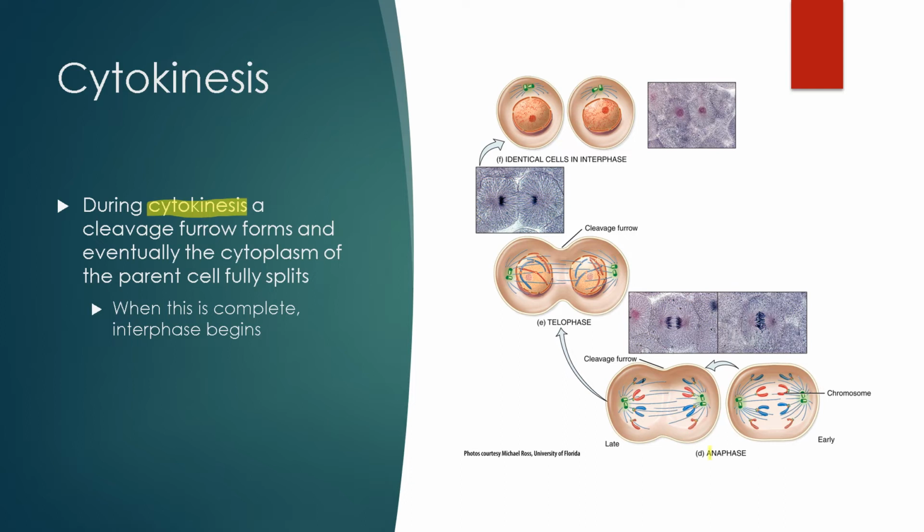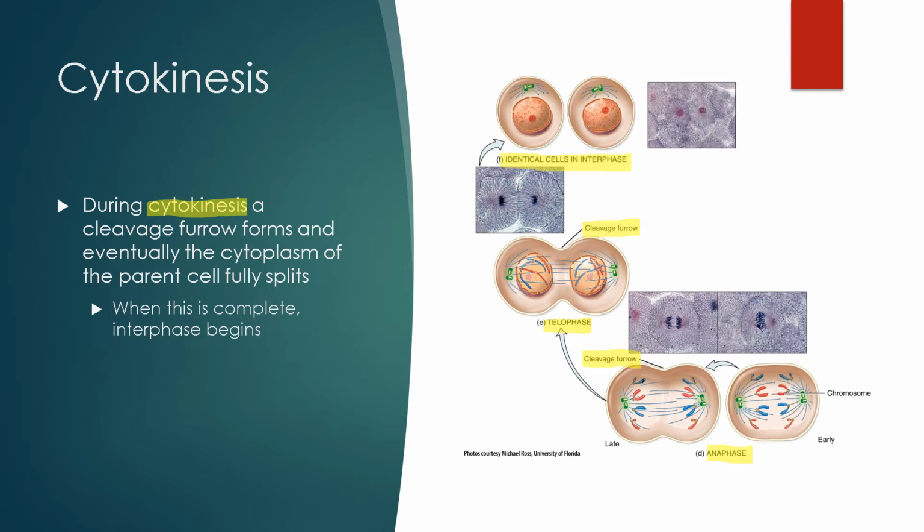So here we can see anaphase. This is when cytokinesis begins, with the beginning of the cleavage furrow. In telophase, a little bit more of a cleavage furrow. But then after telophase, cytokinesis is finished when these cells are completely separate.